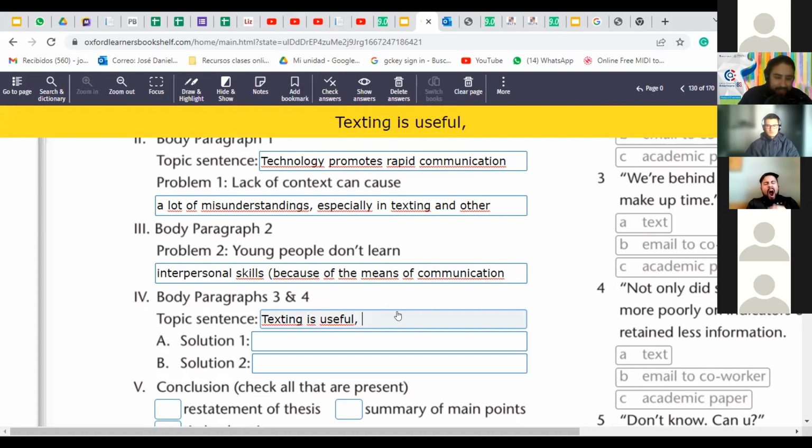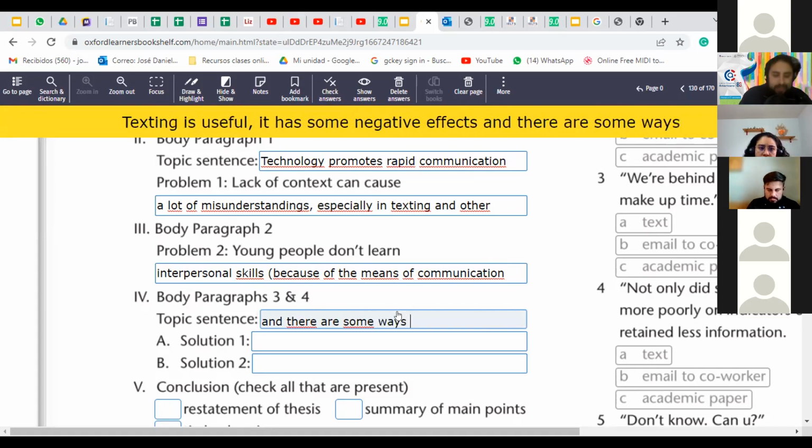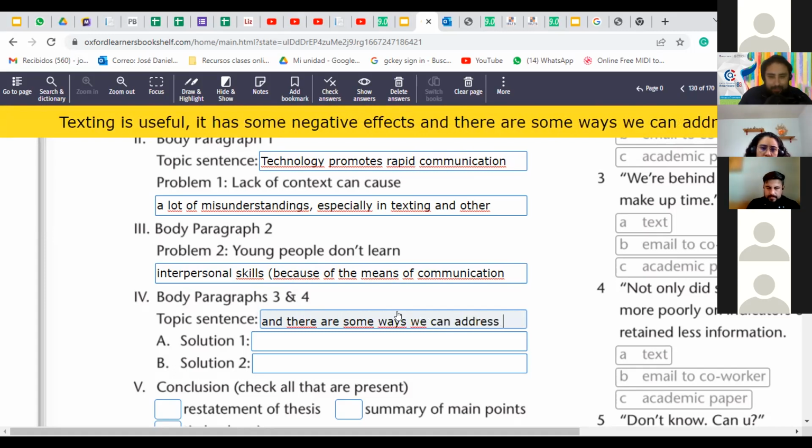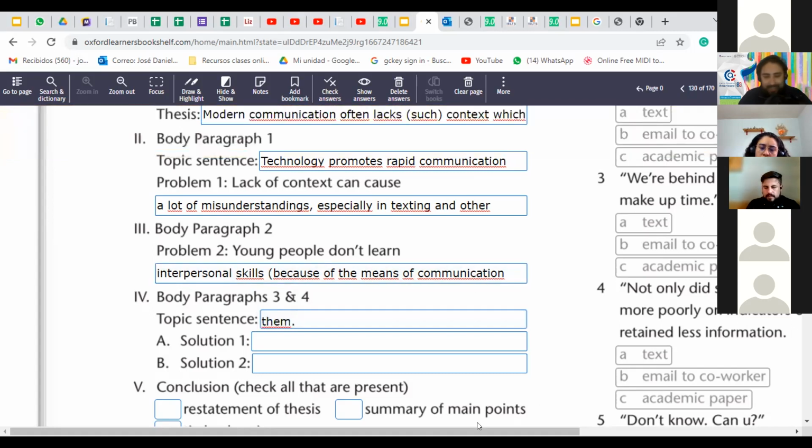I don't remember exactly, but it must have been something like it has some negative effects and there are some techniques, mechanisms? What was the word? Anybody? Ways. Ways we can address them. Or something to that extent. I don't remember exactly how it was, but that idea is what the topic sentence is trying to express. Then, what's the first solution that is mentioned?